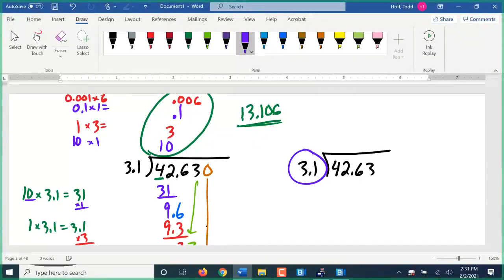We're not going to do that. What we're going to do, we move the decimal point over a spot to get rid of it. We'll move it over here as well. So it's now 426.3 divided by 31.